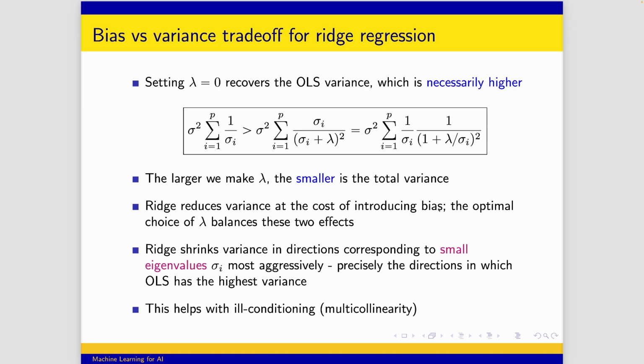And this is also an explanation, although I've covered this before, of why ridge helps with ill conditioning. So we looked at this before, but we can see it perhaps even more explicitly here. So this is how ridge stabilizes ordinary least squares and helps with especially the problem of multi-collinearity.